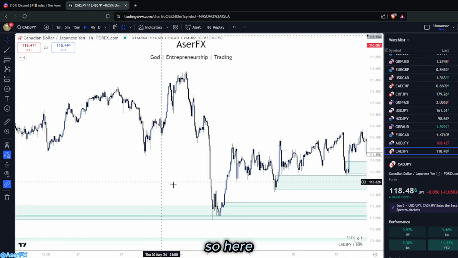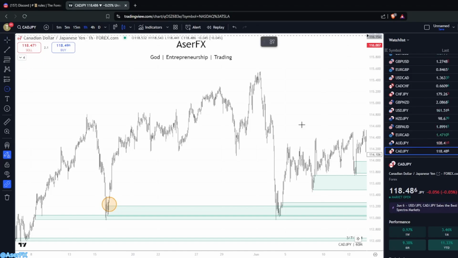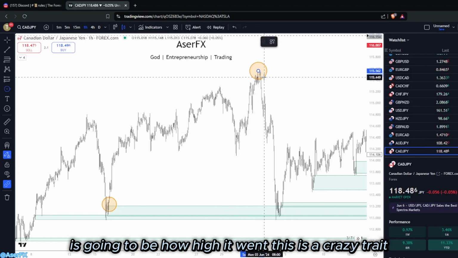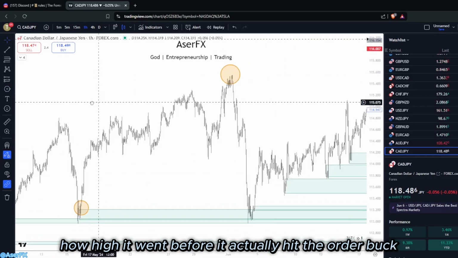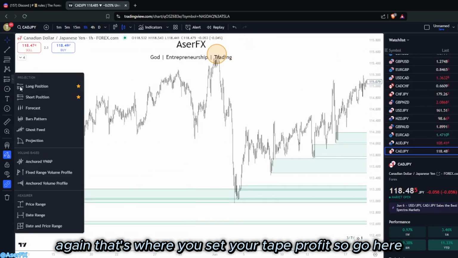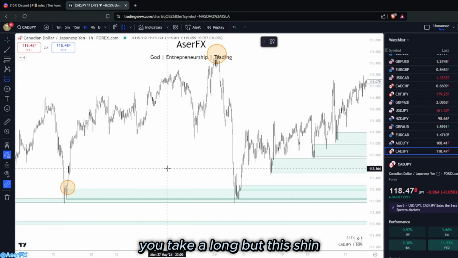So here is going to be how high it went. This is a crazy trade. You mark how high it went before it actually hit the order block again. That's where you set your take profit. So go here, you take a long position.